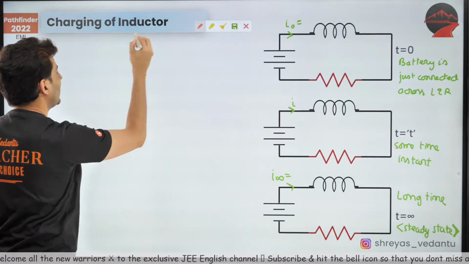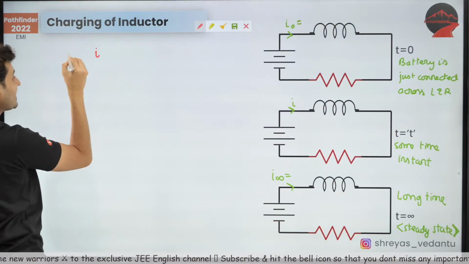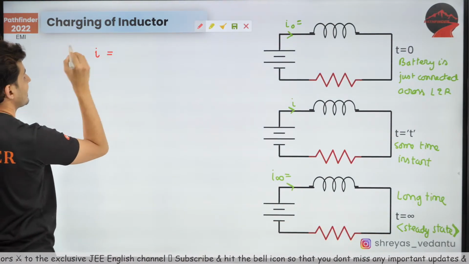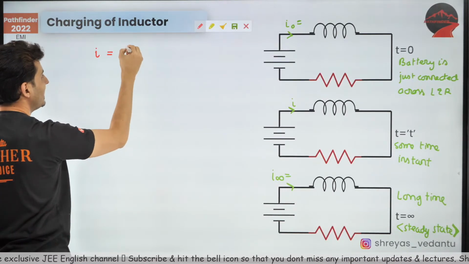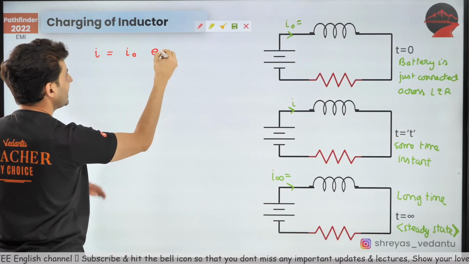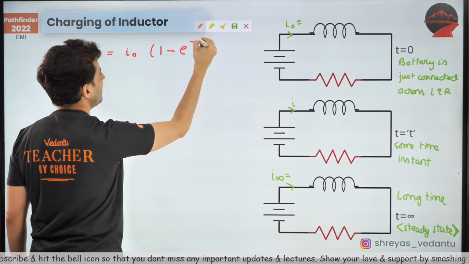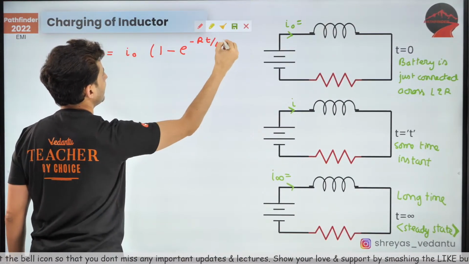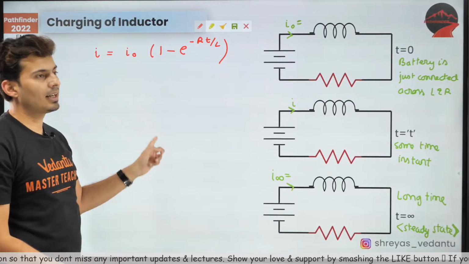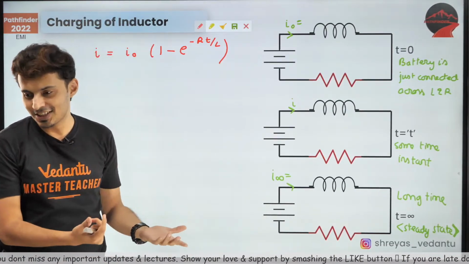Now, just by logic, you can get this, guys. This current will be, believe me, I naught, and instead of e to the power something, it will be 1 minus e to the power minus RT by L. How do you get this? You will get it again via KVL and integration.